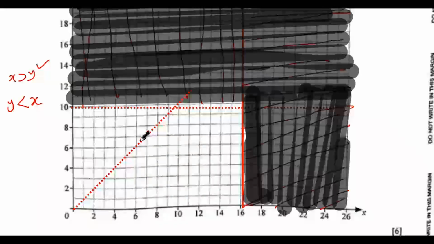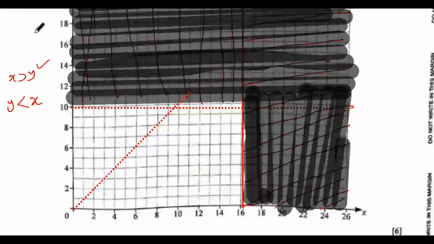So let's take a point here. For instance, if you take this particular point where my pen is, x equals 4 and y equals 6. That means at this point y is greater than x, but we need x where x is greater than y. So that's what we need.